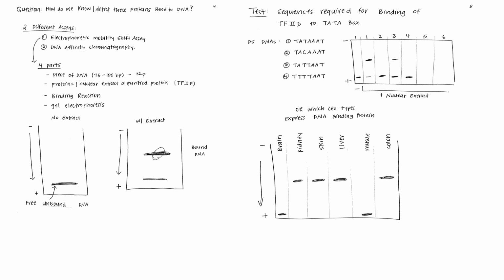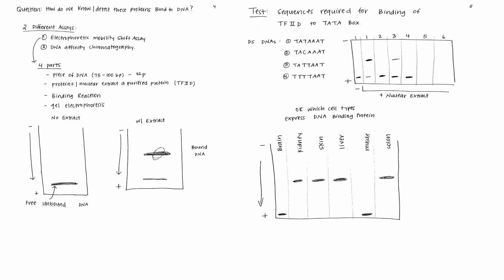Towards the bottom, I show some unbound. That's that line towards the bottom. But the DNA that's bound gets shifted up. It looks like it's larger because there's a protein bound to it. You don't see the protein because the protein is not radioactively labeled. All you see is the shift in the band. So if you get a shift in the band up, it's because there's a protein bound.